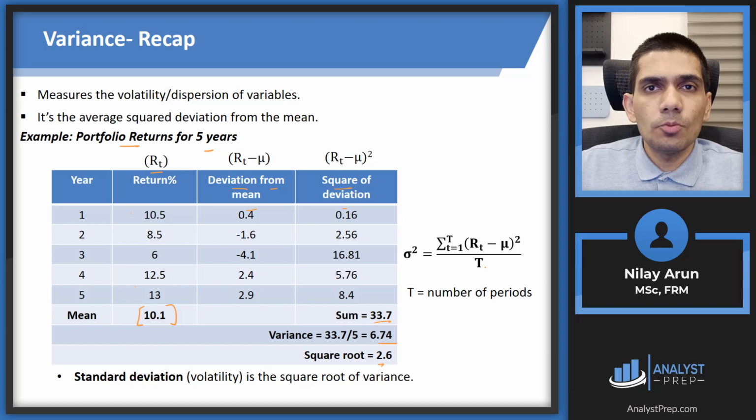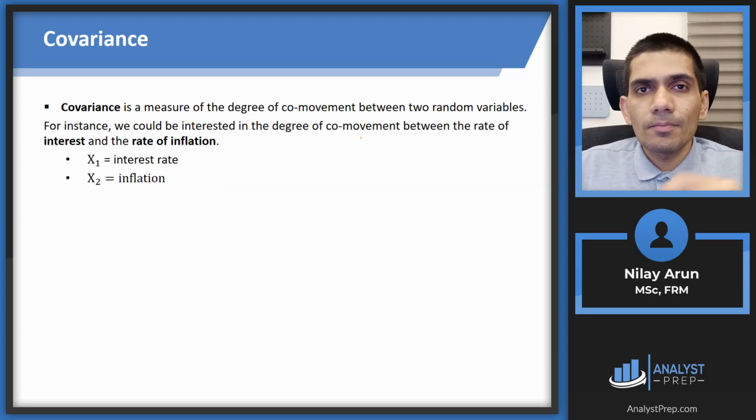Here is the number of periods, basically the number of observations. So that's how we computed variance. Now, once we have the variance, let's move on to covariance. What is covariance really intended to do?